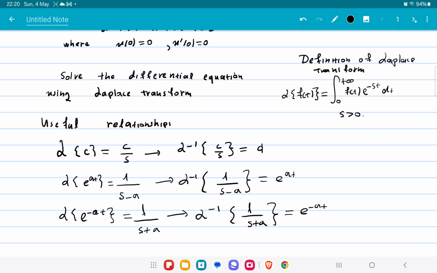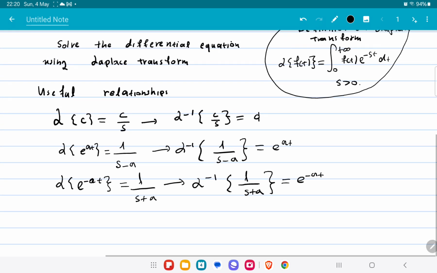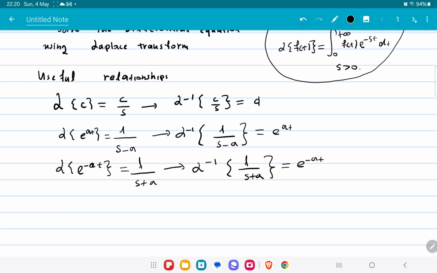Before I delve into the details, the definition of the Laplace transform is the integral from 0 to infinity of the function f of t, on which the transform acts, times e to the minus s times t dt, where s is strictly positive. Some useful relationships before we proceed: when we take the Laplace transform of a constant function c, we get c over s. If we want to go backwards, we take the inverse Laplace of c over s and we get back the constant function c.